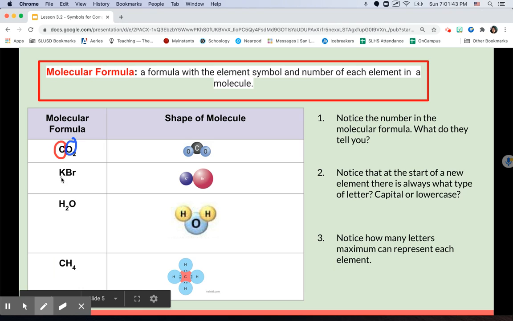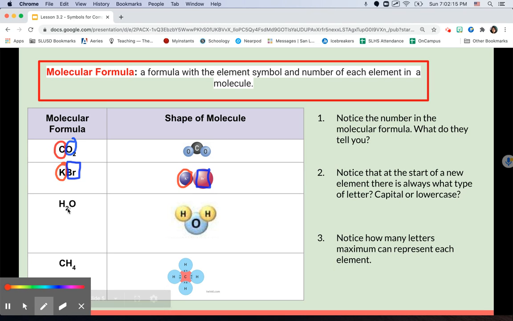So here I have K, B, R. So K is one element. Next to it is a capital letter, right? So here it's capital B, lowercase r. And if you notice on this molecule, Br is together and K is shown by itself. Right? So every time I see the start of a capital letter, that is the start of a new element.